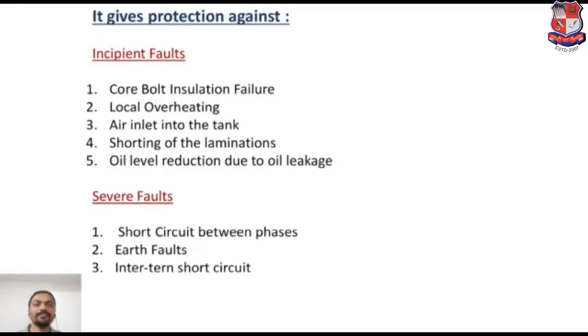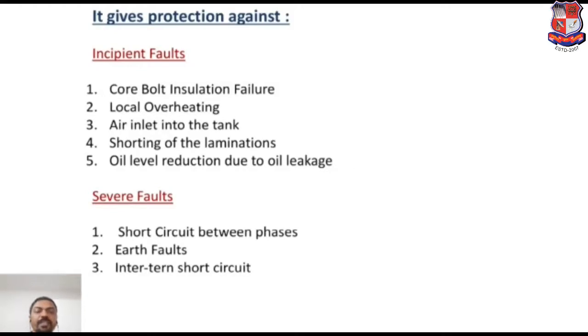So first let us discuss the different types of the fault, incipient fault and severe fault, which occur in the power transformer. Incipient faults means smaller types of faults. If they occur in the power transformer, there is no need to disconnect the power transformer from the circuit. So the examples are core bolt insulation failure, local overheating, air inlet into the tank, shorting of the laminations, oil level reduction due to oil leakage.